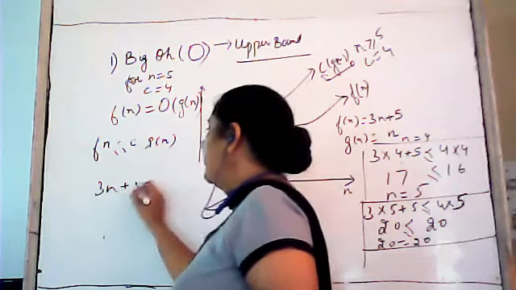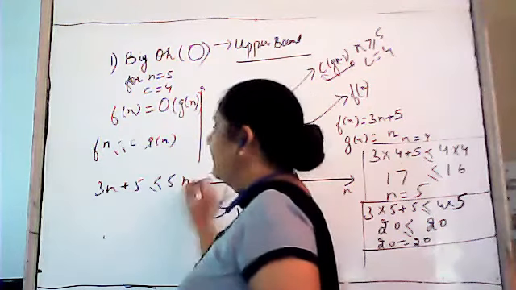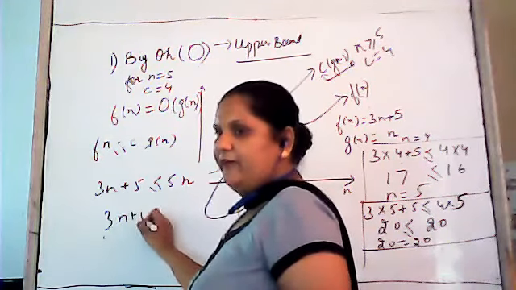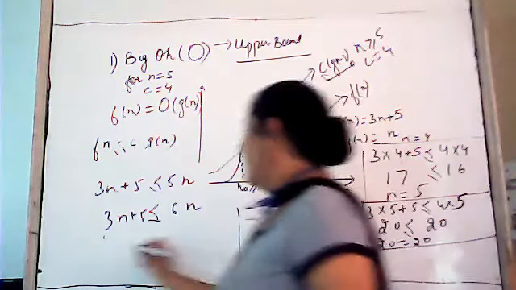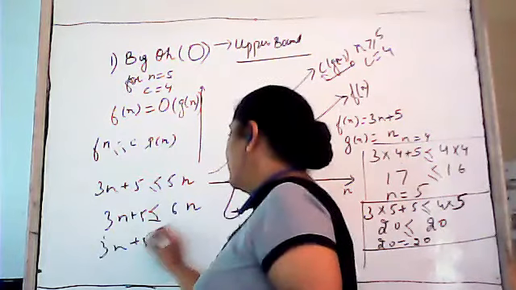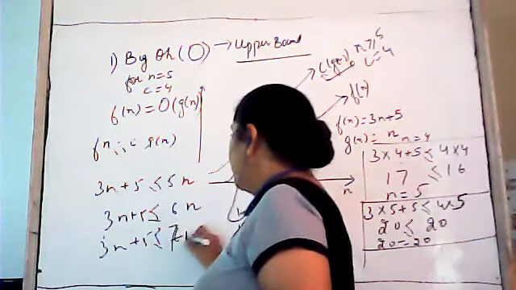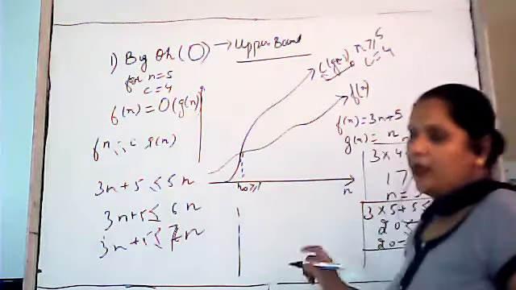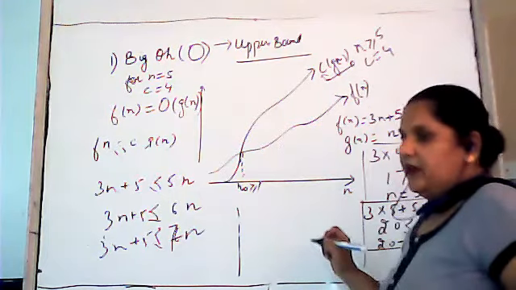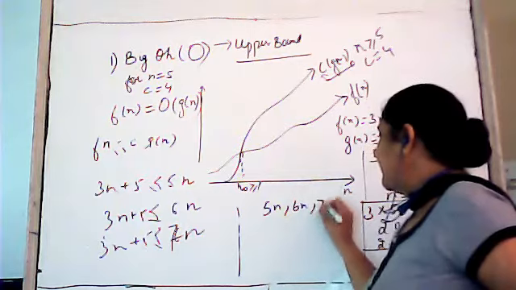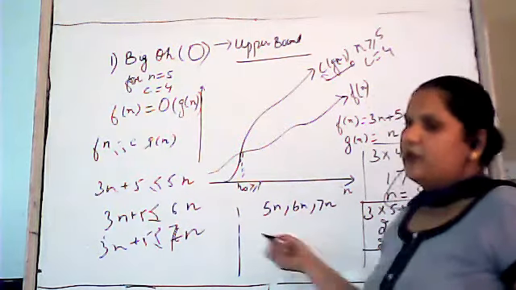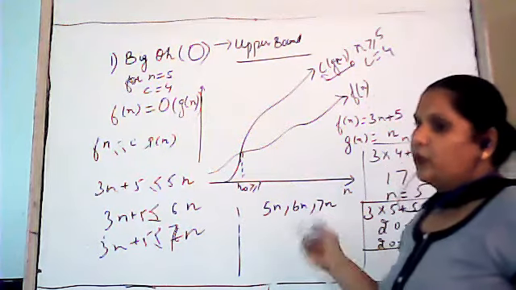But now you may say 3n plus 5 is also less than 5n. 3n plus 5 is also less than 6n. Hence we conclude 3n plus 5 is also less than or equal to 7n. So what happens? 5n, 6n and 7n. These are the three bounds. You may say that it is holding for it.